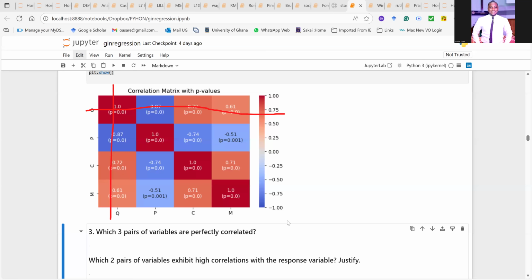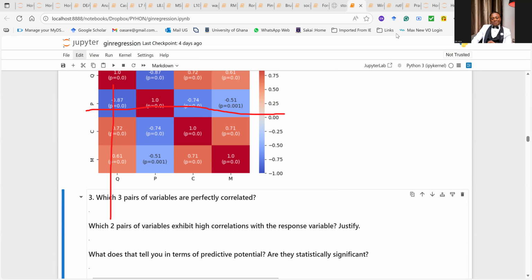Okay, so there's the P and C. What's the value? Negative 0.74. Good. And I'm sure the next one is what? The next one is C and P. Okay, the same thing. So the next one will be C and M, sorry. C and M. Yes. Good. That is 71%.